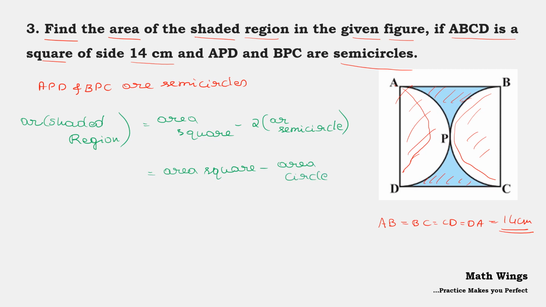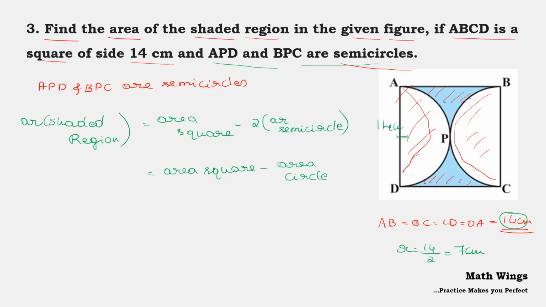And what is the radius you are going to consider for the circle? They have given that the side is equal to 14 centimeter. Correct? So this is 14 centimeter. And they also said that AD is the diameter of the circle by giving it as semicircles. Therefore, what is the radius here? Radius R is equal to 14 divided by 2, which is equal to 7 centimeter.